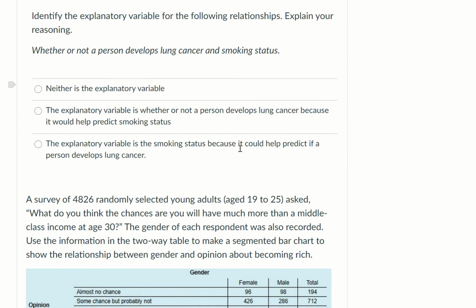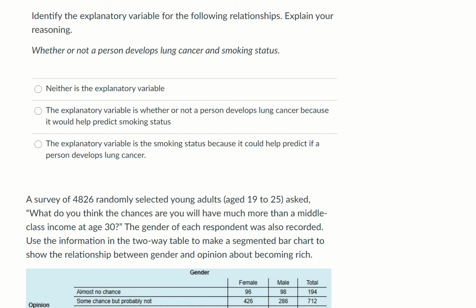All right, so identify the explanatory variable for the following relationships. Explain your reasoning. Explanatory variable, remember, is the one that helps predict the change in the other one. So whether or not a person develops lung cancer and smoking status. Okay, so which one will predict the other one? Based off of experience, you could say smoking status will affect whether or not you have lung cancer, right? If you heavily smoke versus someone that doesn't smoke at all, then the person that smokes is more likely to develop lung cancer, right? That's what we've learned, that's what we think is happening.